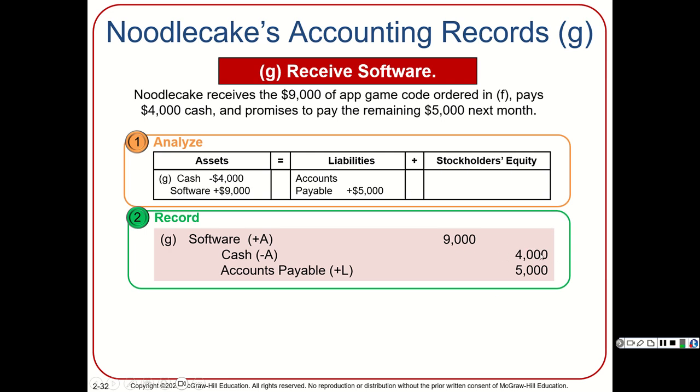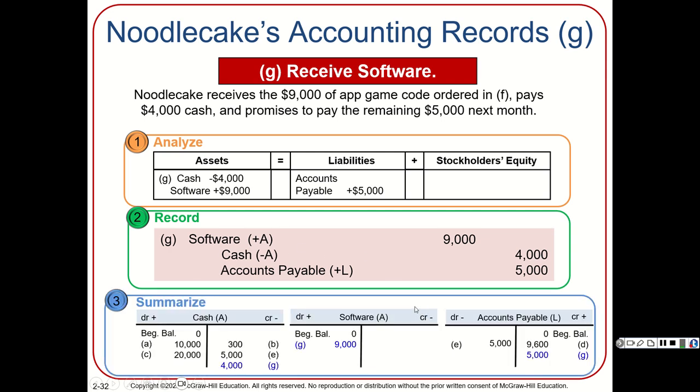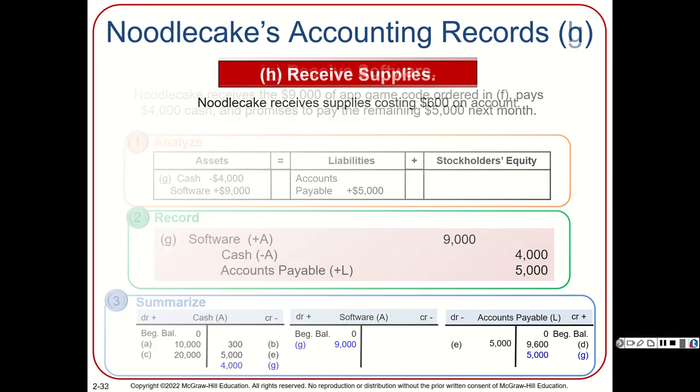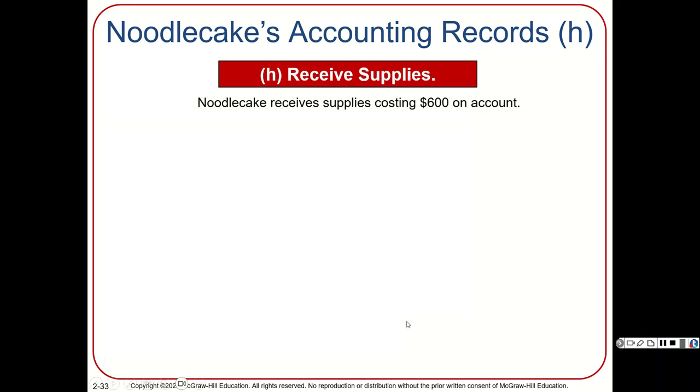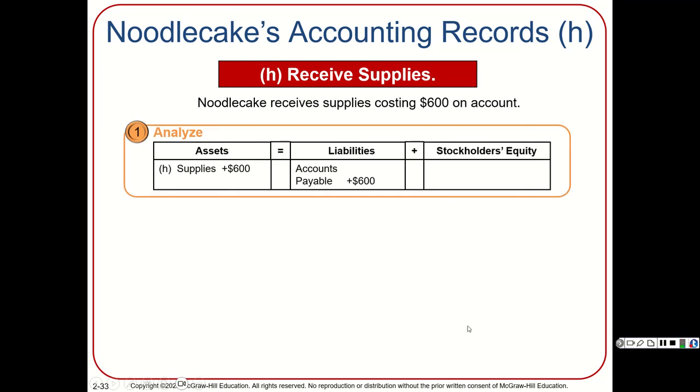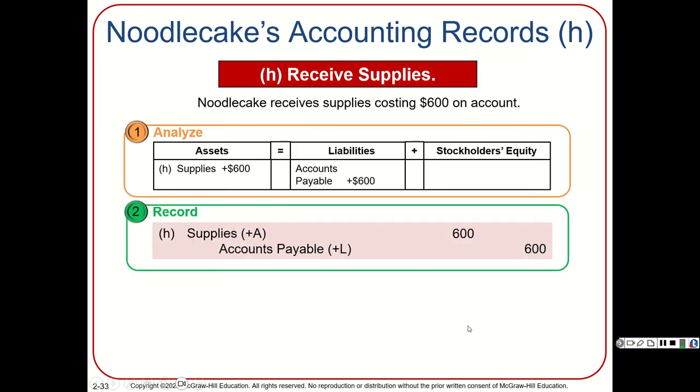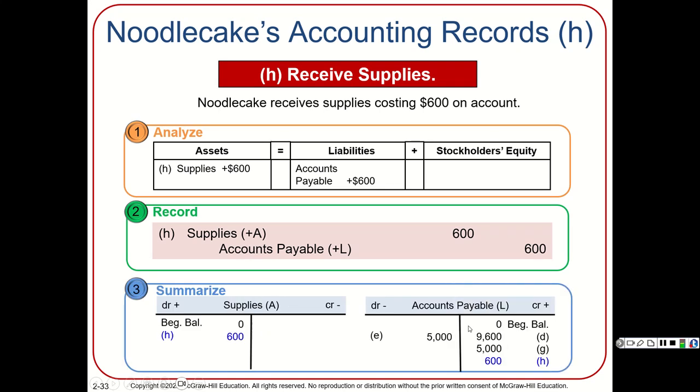This here, the cash, of course, is a decrease. You have two parts of the assets happening here. And your cash is one that has most of the transactions since there's a lot of cash going in and out. And then finally, we receive the supplies on account. We record it. And then we put it in and then we summarize it.